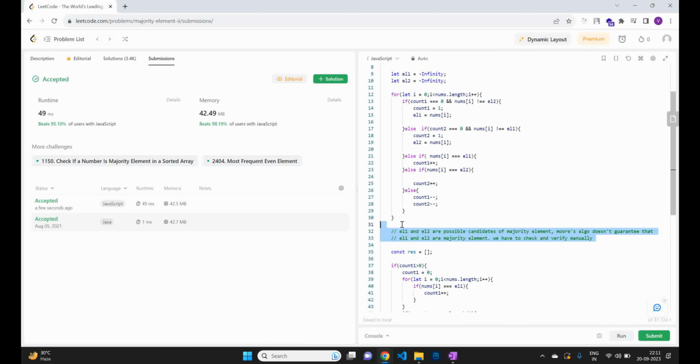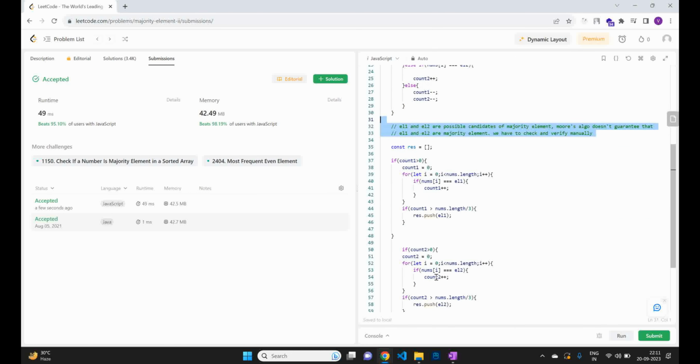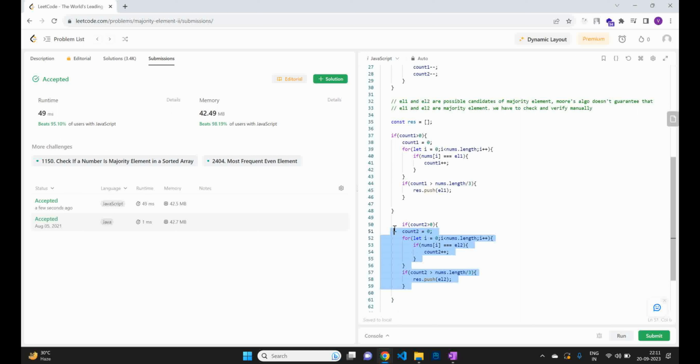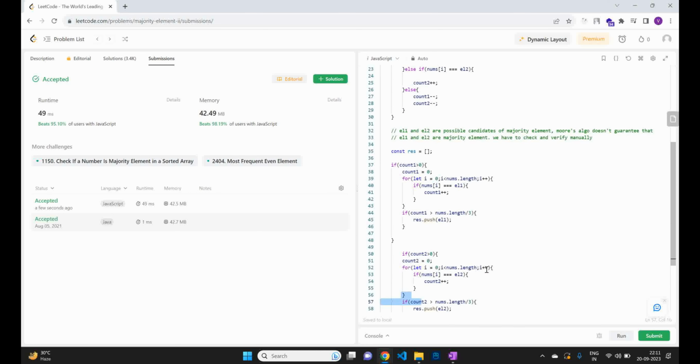Always remember that Moore's algo doesn't guarantee that EL1 and EL2 are majority elements. So what we have done is check the element and its count manually. Only if it is greater than n by 3 do we push it to our resultant array. Okay, so that's it for now.